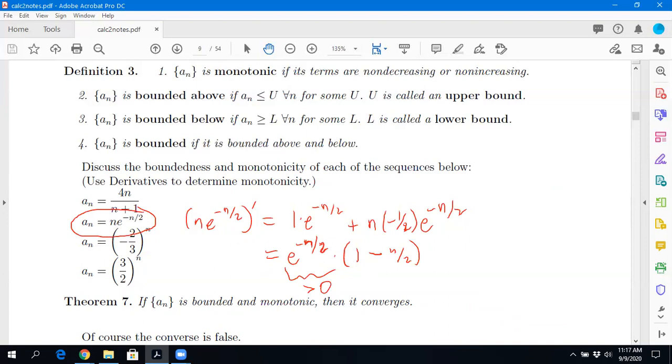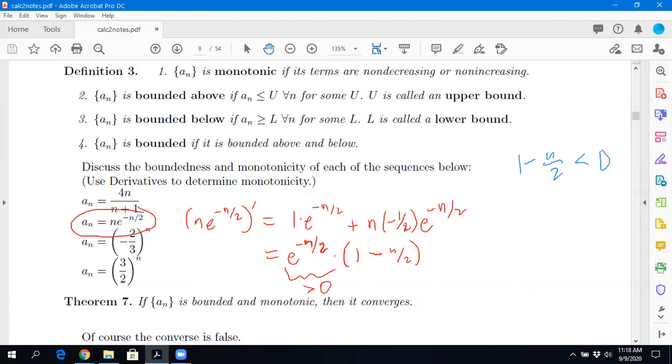So what do you think you can say about this little product? The first thing's always positive. What about the second thing? Would it be positive until a certain point and then go negative? Yeah, it's negative after a certain point because n is going to overwhelm that 1 pretty quickly. In fact, it's going to be negative after n equal to 2, right? You can go over here to the side and play with this and say, okay, I know it's eventually negative. 1 minus n over 2, this is negative.